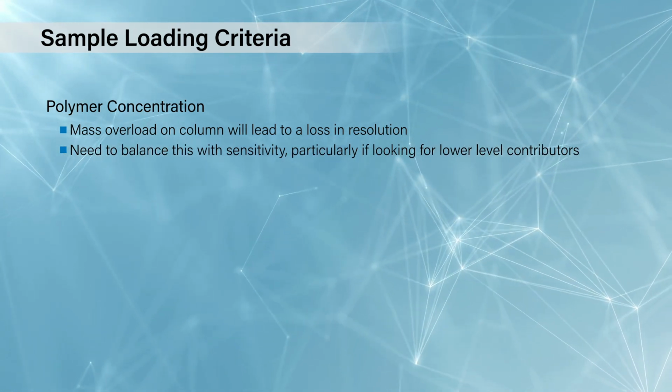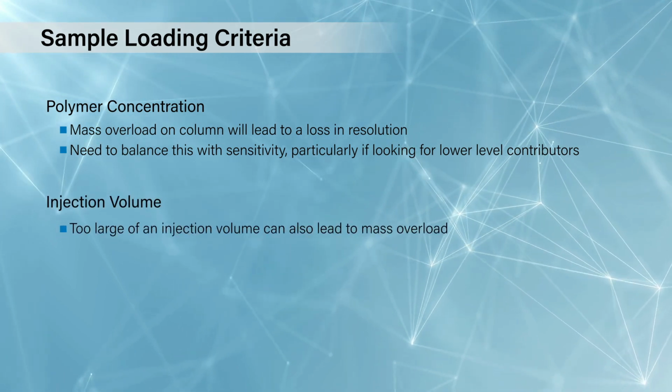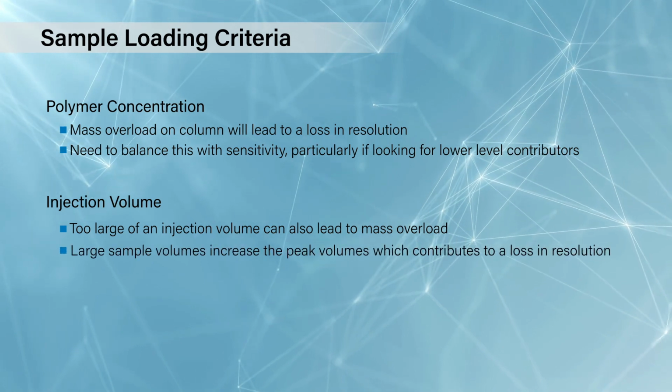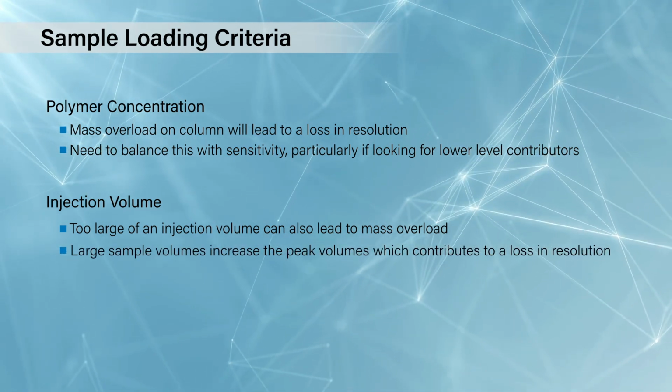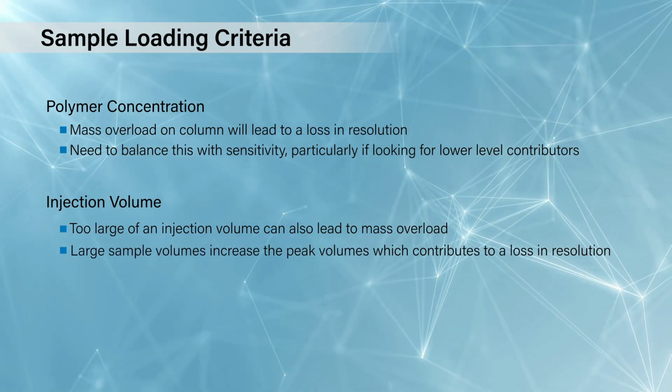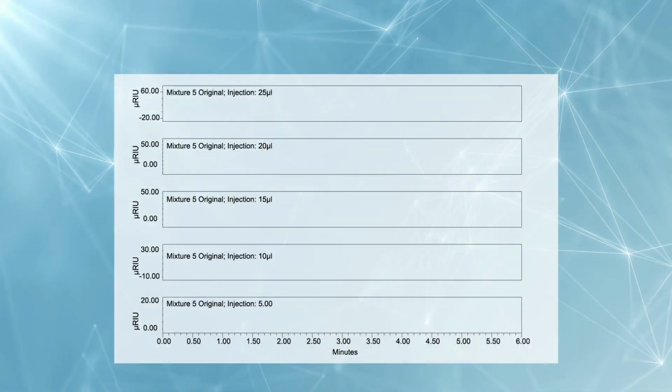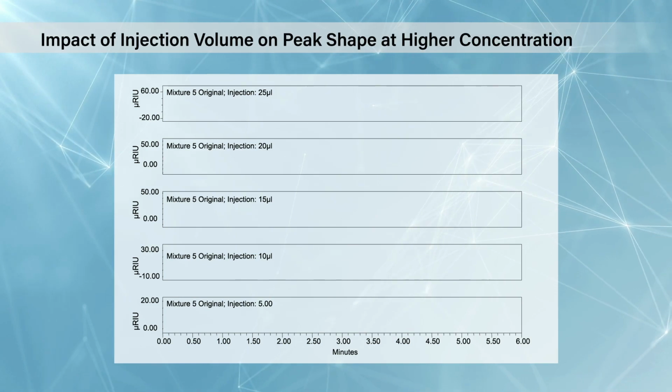With injection volume, too large an injection volume can lead to mass overload, but also by increasing the volume, you're going to increase the peak volumes, and that's going to contribute to a loss in resolution. So there's a play between concentration, making sure you've got the viscosity, making sure you've got the sample loading, and the injection loop size itself. So here's a couple of examples of the impact it can have.